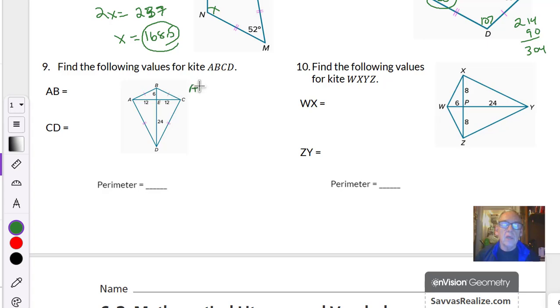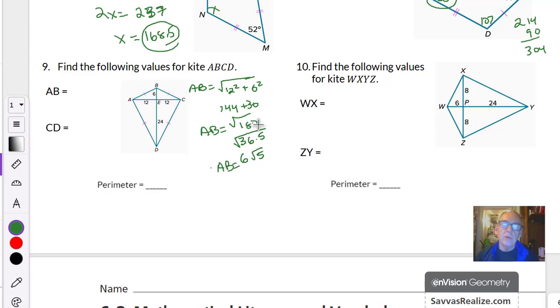So AB is going to be the square root of 12 squared plus 6 squared, which is 144 plus 36, which is the square root of 180. Now the square root of 180, what could we do with that? That's 18 times 10, 9 times 20, it's 36 times 5. So if we look at 180 as 36 times 5, that's going to give us 6 times the square root of 5 in simplest radical form.